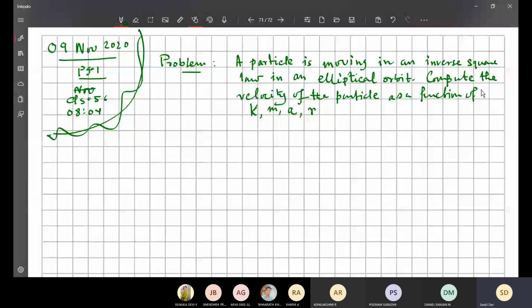Did you understand the question? Let me know. The question is clear. Suppose the particle is moving in an elliptical path. This is A. The particle is moving in this. Sir, the particle has mass m. Is m the mass of the particle, or the reduced mass? Think of it as the reduced mass. Maybe particle. Let me write mu rather than m. So let me put it as mu.